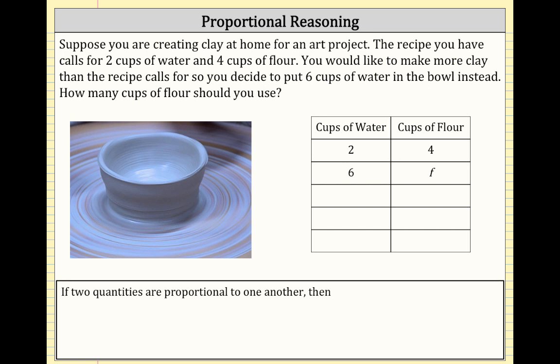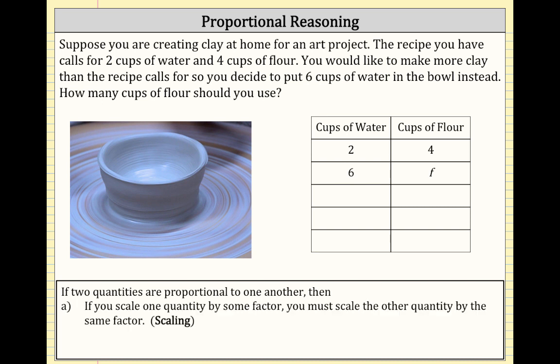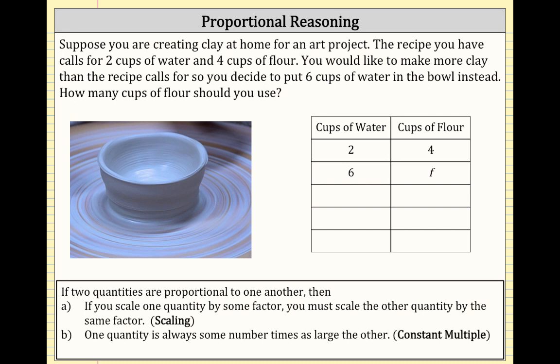If 2 quantities are proportional, there's 3 ways to think about how these quantities are in proportion to each other. One way is to think about scaling. If you scale one quantity by some factor, then you must scale the other quantity by the same factor. Another way is to think about a constant multiple, when one quantity is always some number times as large as the other. And lastly, another way to think of proportionality is to notice that the ratio of 2 quantities is always constant. This is a constant ratio perspective of proportionality.